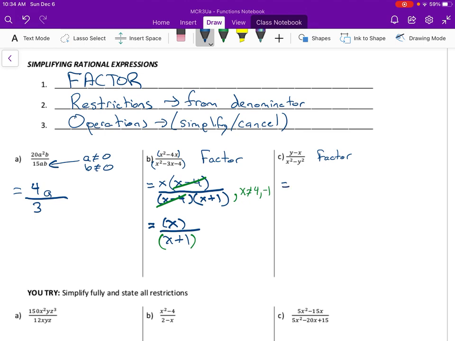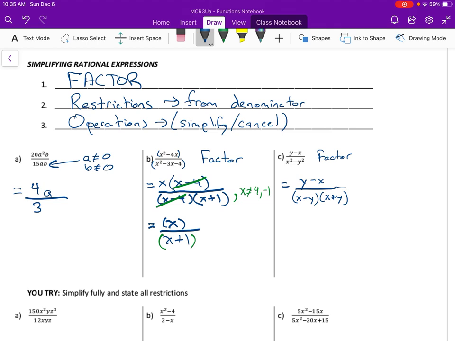And so I'm going to start here. I've got y minus x, so I'm going to leave that for now. And then in the denominator, I've got x squared minus y squared. So again, this is a difference of squares because I have a perfect square minus another perfect square. So I can factor it into x minus y times x plus y, like that.